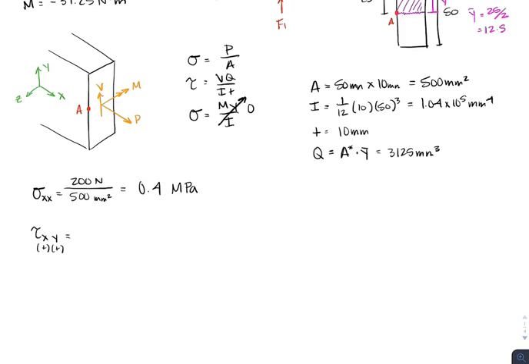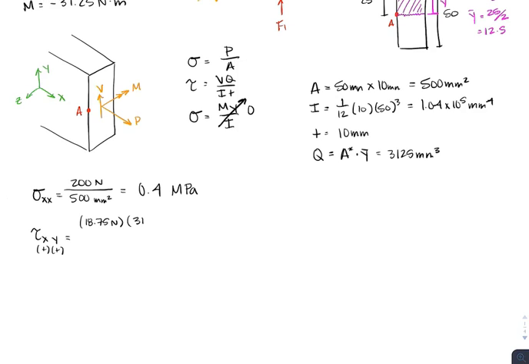So now we just need to plug in our values. Our shear force is going in the positive y direction, so it's a positive shear force, which in this case is 18.75 newtons. Our Q we found to be 3125 millimeters to the third, over our I, which is 1.04 times 10 to the fifth millimeters to the fourth, times our thickness, which is 10 millimeters. When you cross out all the millimeters, you get megapascals as your units in the end. So that's going to give us 0.057 megapascals.